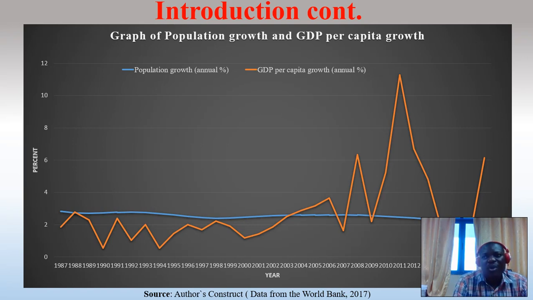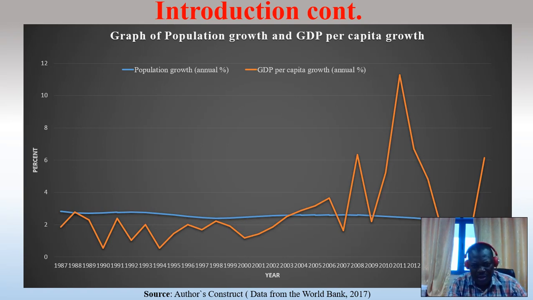Some writers or some authors believe that that may not be the case, that population growth above per capita income put pressure on economic management and limit access to social amenities and social services.